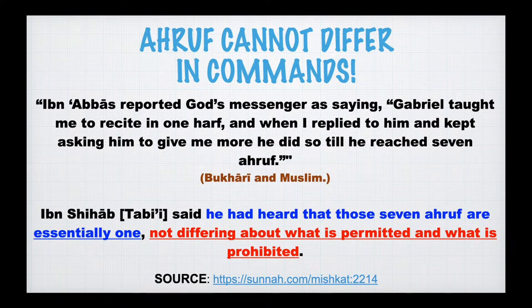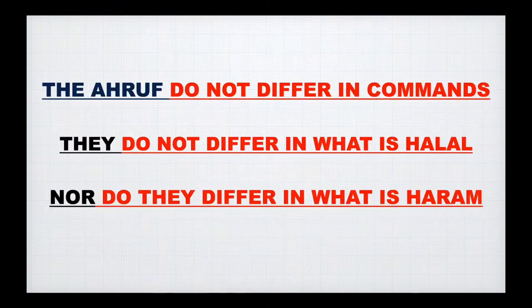What's going on there? There's a bunch of different explanations, but Jay and Dr. Wood here are pointing out that whatever the ahruf are, they don't differ. There's no differences in what's halal and what's haram. And so if there are differences in the qira'at as to what's halal and haram, then the differences in the qira'at cannot possibly come from differences in the ahruf.